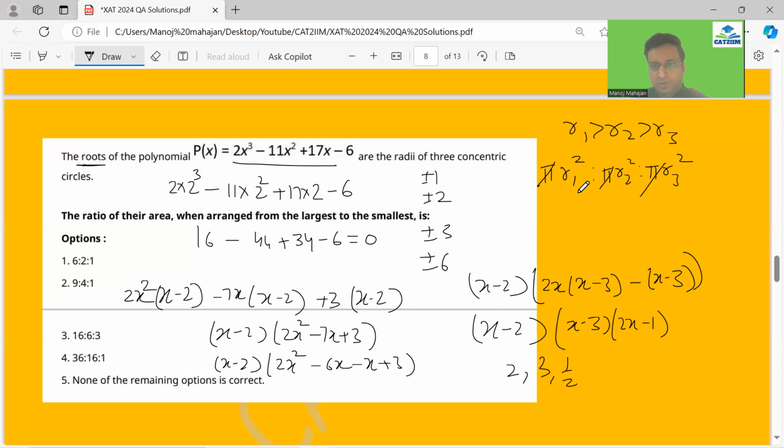So now let's do it quickly out here. The biggest radius is 3. So this should be 3. So 3 square I do have is 9. Then 4, 2 square, and this 1 by 4. So this won't be the right answer. Multiply with 4 throughout. So what do I have is 36, 16 and 1. So this should be the right answer.